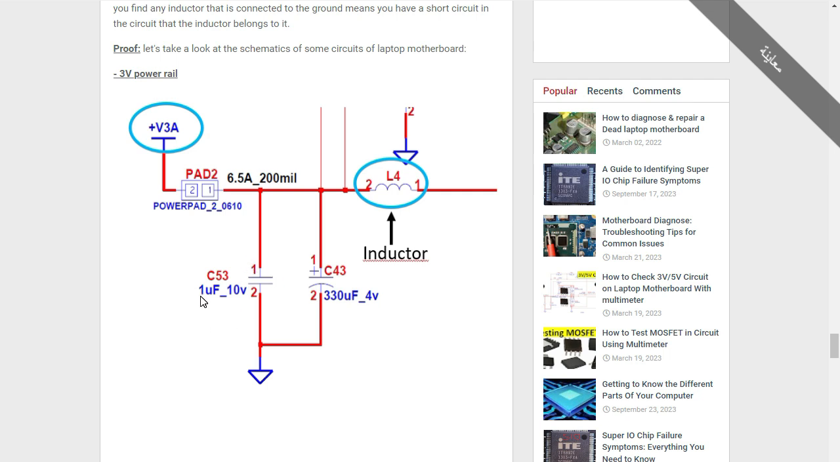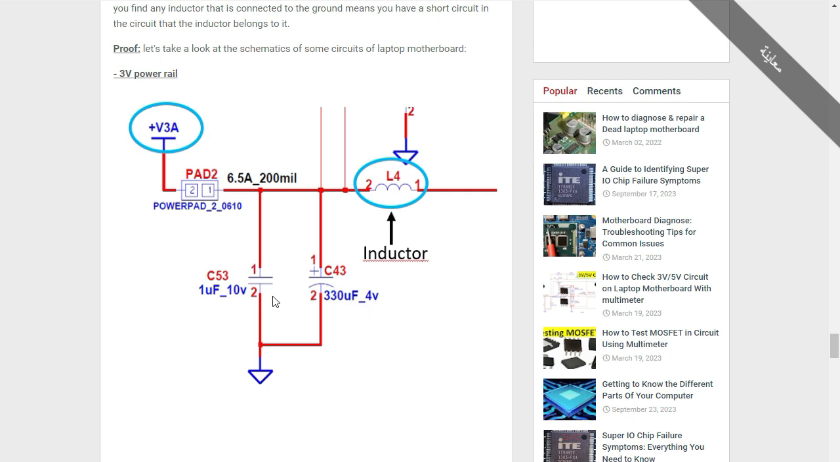This is basically a ceramic capacitor. We have 1 microfarad, 10 volts. And this is not a ceramic capacitor. This is a polarized or chemical capacitor, polarized because here we have plus and minus. Its capacity is 330 microfarad, 4 volts.